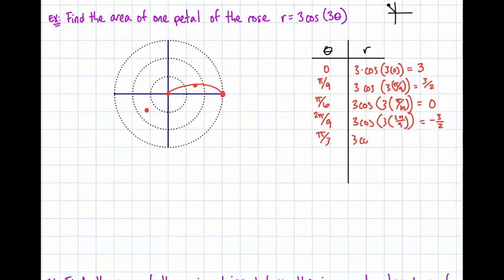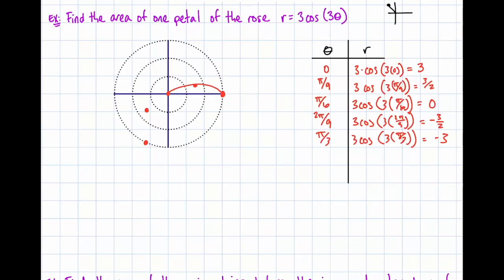I'll get 3 cosine of 3 times pi over 3, which is pi, which is negative 3. You can pause the video and think about that for a second if you need to. But that would be my angle, pi over 3. Maybe that's the angle like right here. Pi over 3 right there. So I go backwards 1, 2, 3. 1, 2, 3, like maybe like right there.